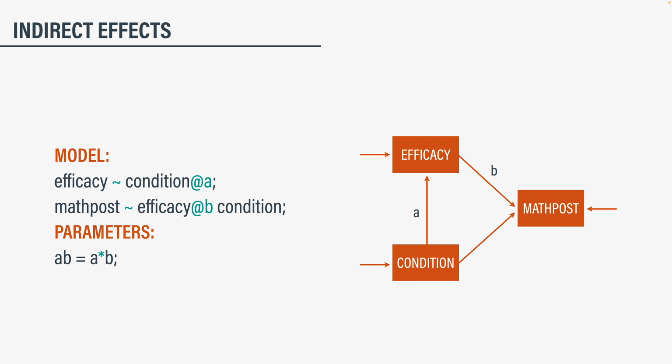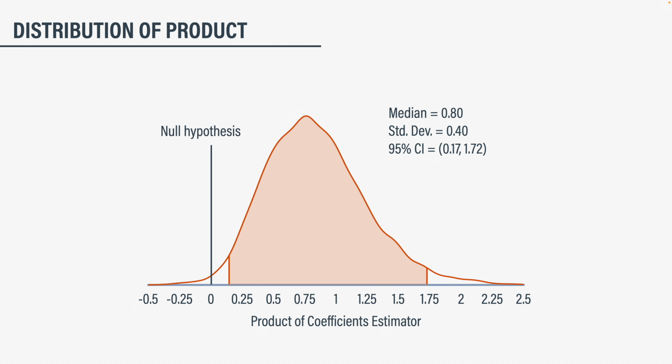And I'm going to use those slope coefficients to compute a new parameter that is the indirect effect. So looking at the regression equations in the model section, I use the @ symbol to label a pair of slope coefficients, A and B. And then down in the parameters command, I use those slope coefficients to compute a brand new parameter called AB that is the product of the two. So at every iteration of MCMC, this new parameter AB is going to get computed by multiplying the slope coefficients from that iteration.